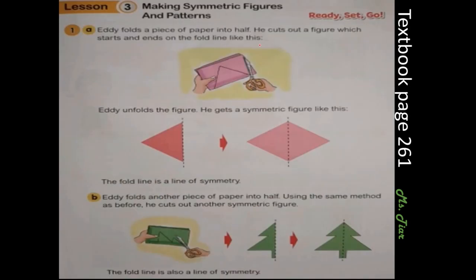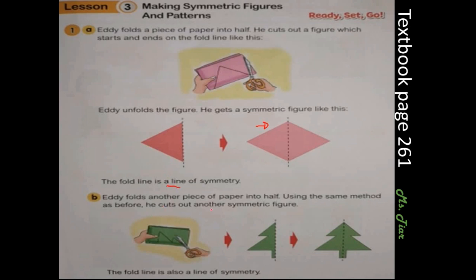Eddie folds a piece of paper into halves and then he cuts out a figure which starts and ends on the fold line, like this. Eddie unfolds the figure, and he gets a symmetric figure like this. So what happened, guys? When you fold and then you only cut this area, when you open the folded side, you will find the figure that you made. So the fold line over here is a line of symmetry.